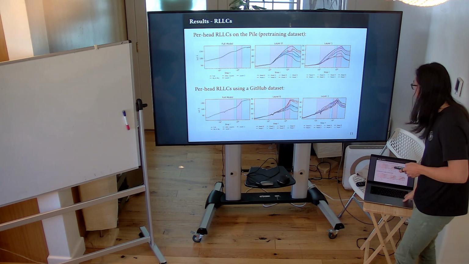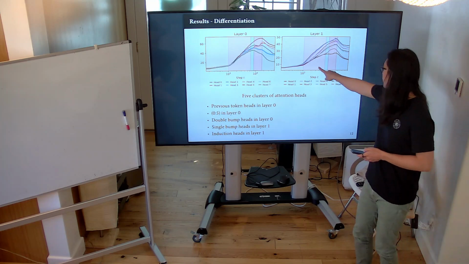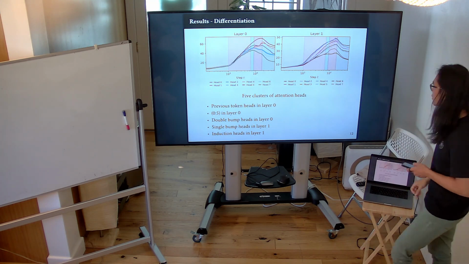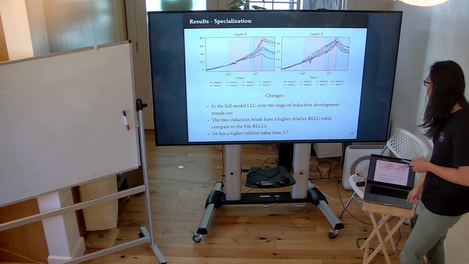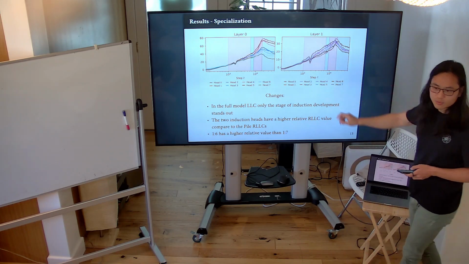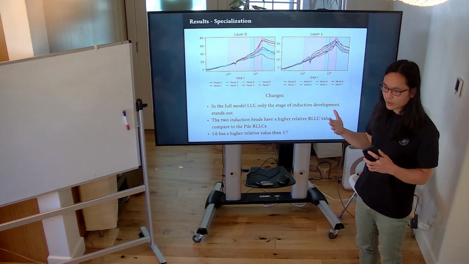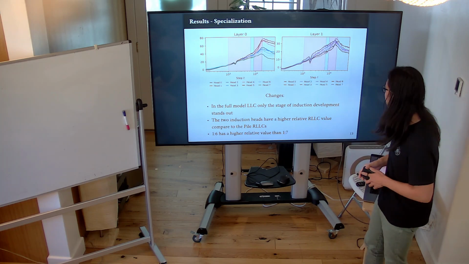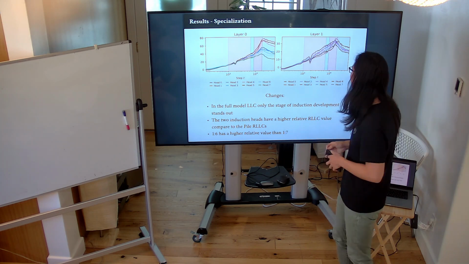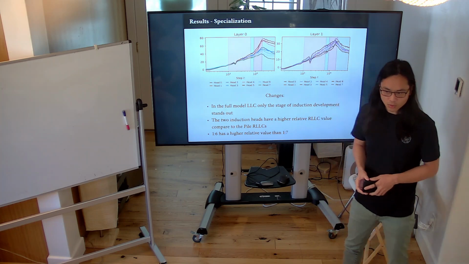And then we see one other interesting thing, which is that if you look at the induction heads here, these two brown curves, they're very clearly at the bottom of the RLLC values for layer 1. But if you go to the GitHub refined LLCs, instead of being at the bottom, they jump to the top. Remember I said earlier that one of the things we care about is having a process where we can trust the relative ordering of LLC values. So here, we would hope that this indicates something about these heads being particularly specialized or interested in code style text.